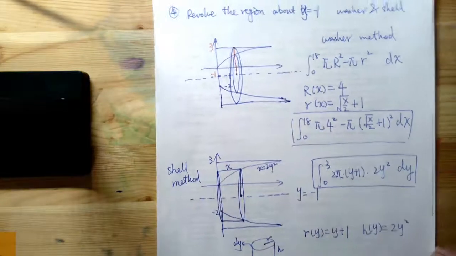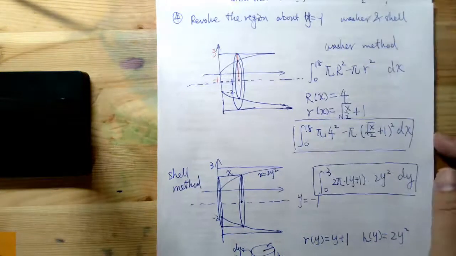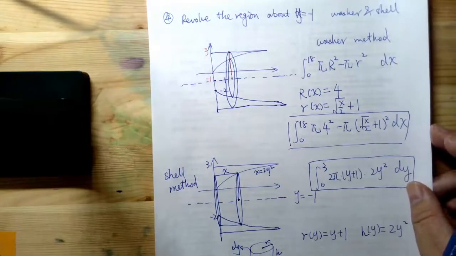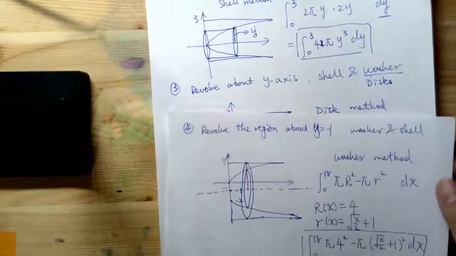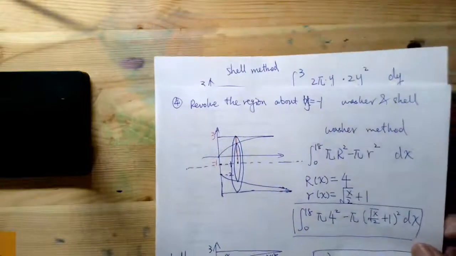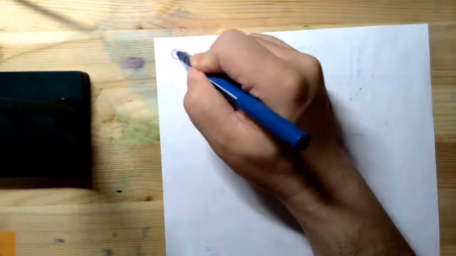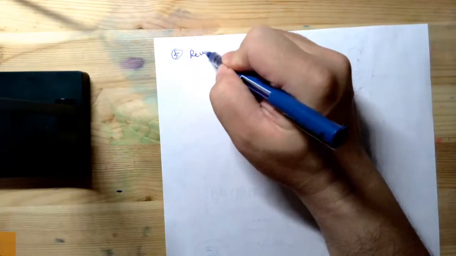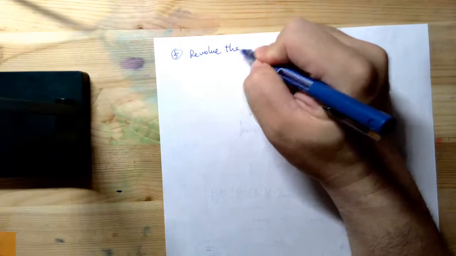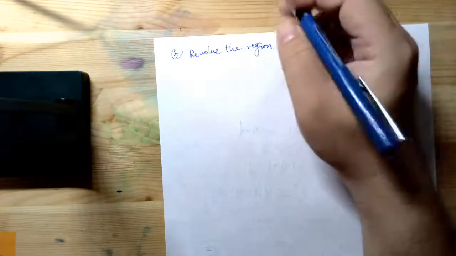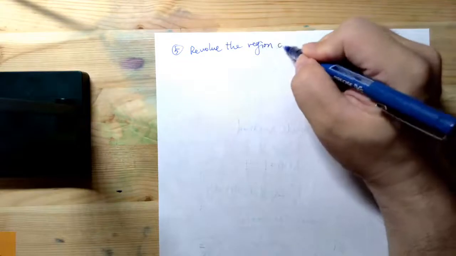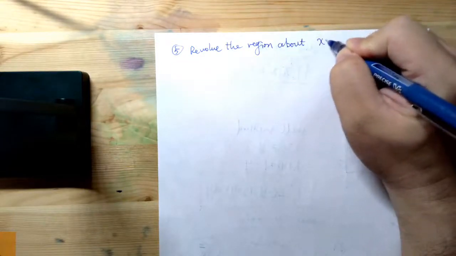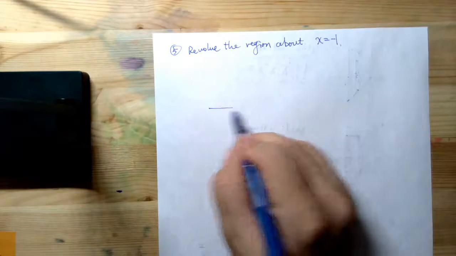Okay, with the shell method, if we revolve this about y equals -1. Okay. So now we talk about this and this. Maybe let's talk about the last situation. Well, what if I revolve the region about x equals -1.